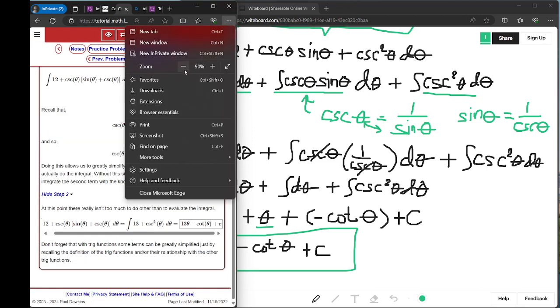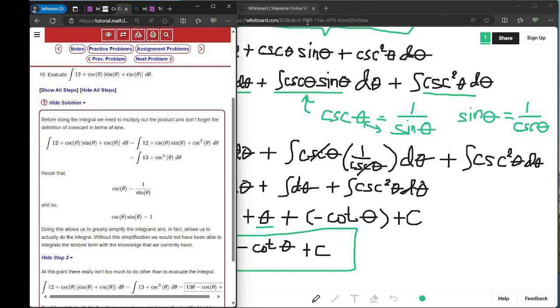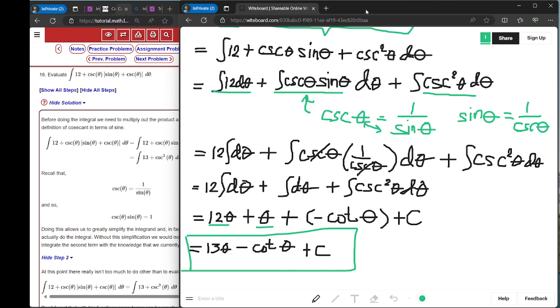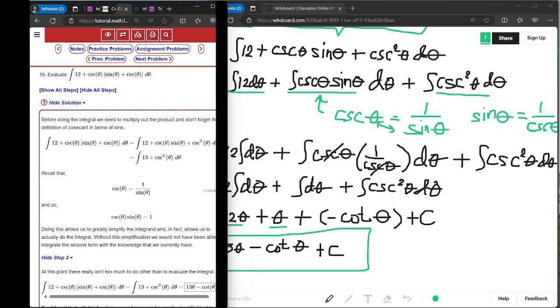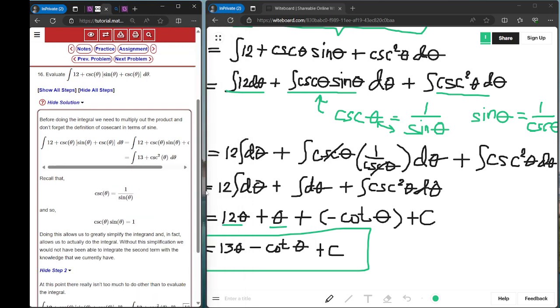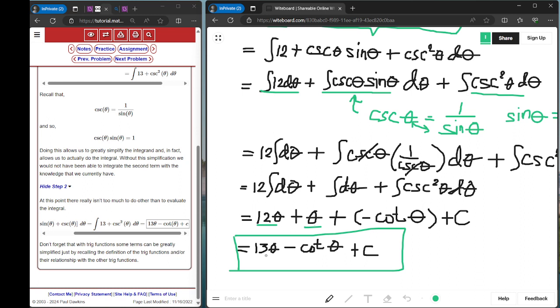So let me just zoom out, zoom in, zoom out. I can adjust the size. How about here? Okay. So let's scroll down, and this is the final answer. We have 1 theta, so we're correct, minus cotangent theta plus c. Therefore, we got the correct answer.